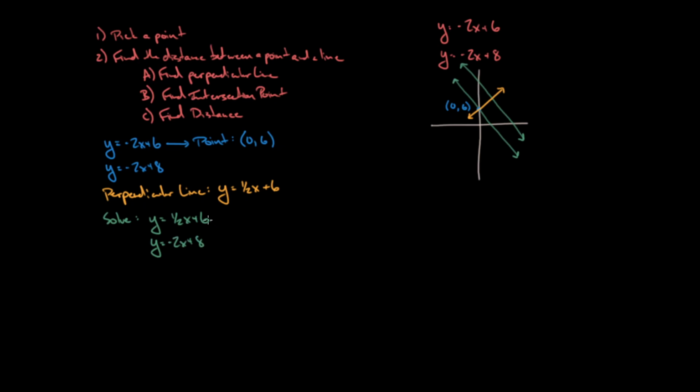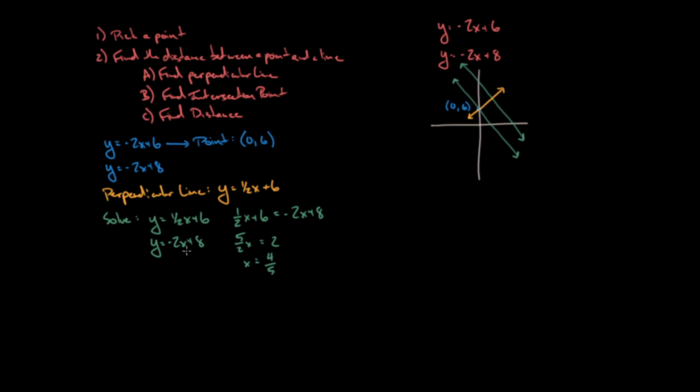So again, since these are both in slope-intercept form, I have them both solved for y, so they're ready-made for substitution. So I'll just solve this using substitution. 1/2 x plus 6 will be equal to -2x plus 8, because these are both equal to y in this situation. And so when I solve this, I'll get 5/2 x over here equals 2. So x will be equal to 4/5. A lot better than last time.